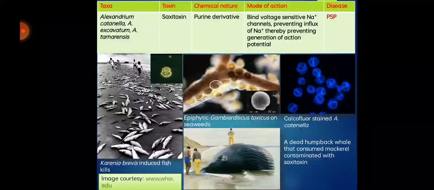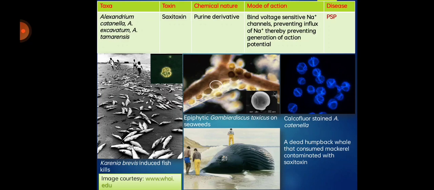Now when this Ascophyllum is fed upon by different fish, they also consume this cyst of Gambierdiscus. Once this cyst gets inside the system, it starts functioning and producing this toxin. So that also leads to fish kills.